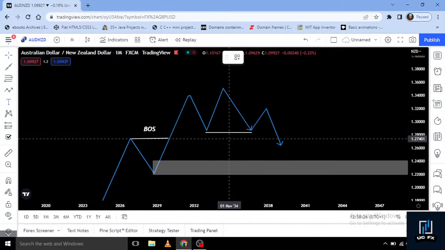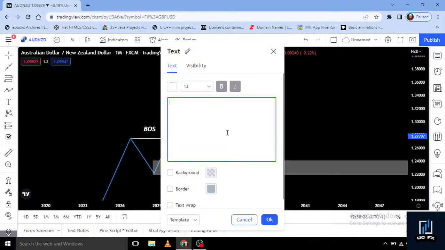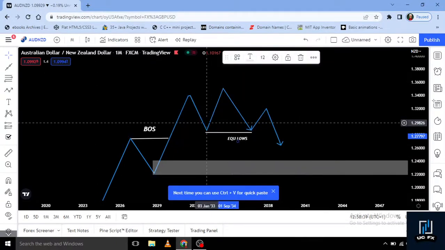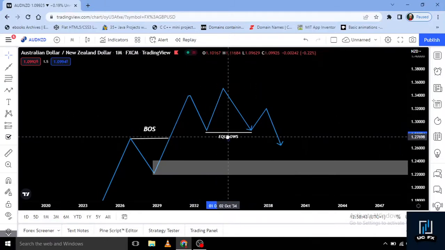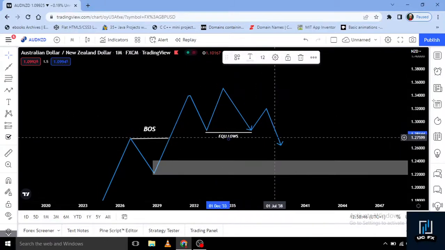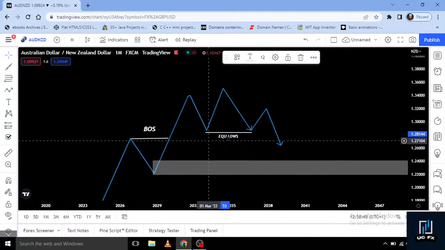You're gonna be marking this out as liquidity, equal lows. So you're gonna be marking out as equal lows. So right here, we have fulfilled this objective, equal lows. After equal lows, you wanna wait for price to enter into discount levels.